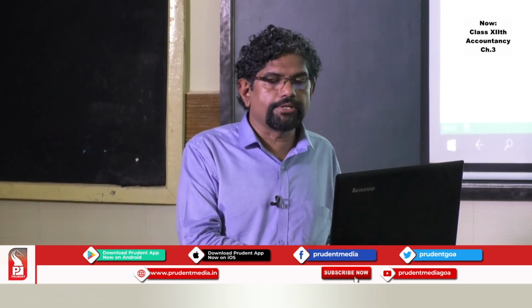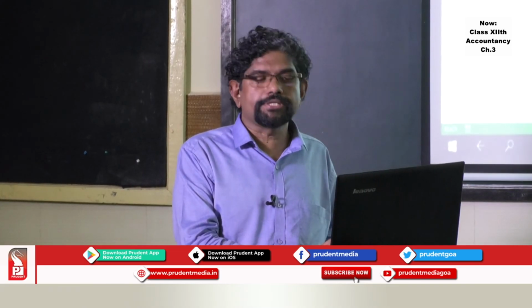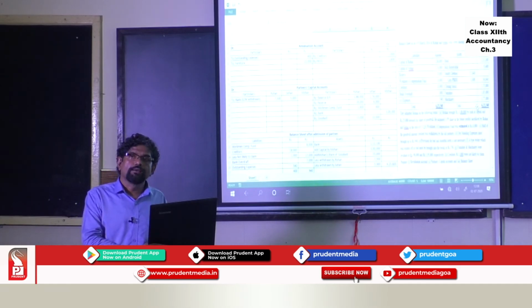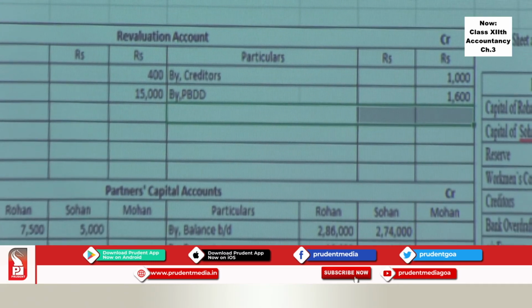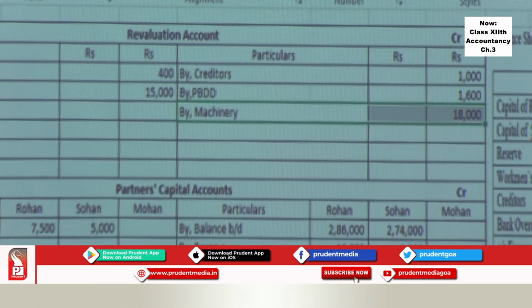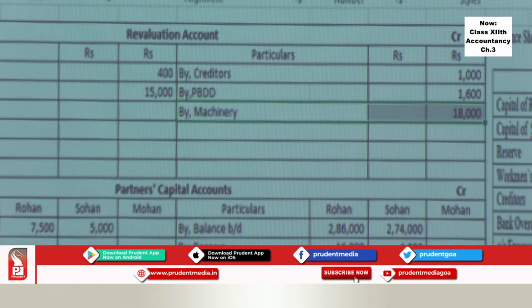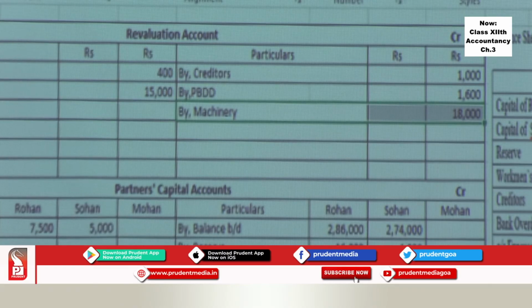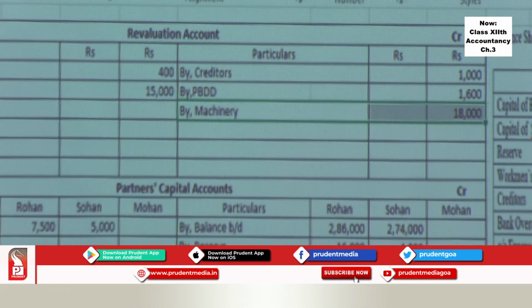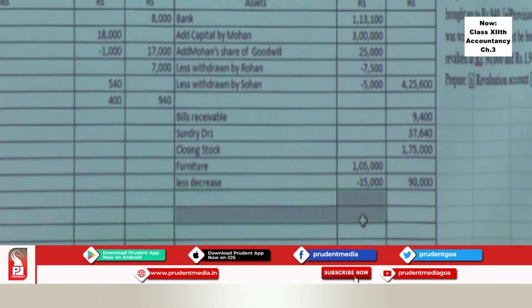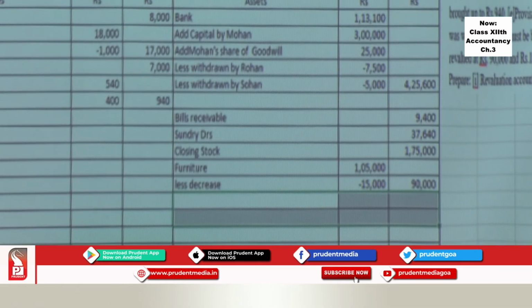So from 1,95,000, if you minus 1,77,000, you are going to get a gain of 18,000 rupees. This gain should appear on the credit side of the revaluation account. On the credit side, you are going to show 18,000. So there is an 18,000 increase in the value of your machinery, and that will be 1,95,000 now. So in the balance sheet, we will show the value of the machinery as 1,95,000.